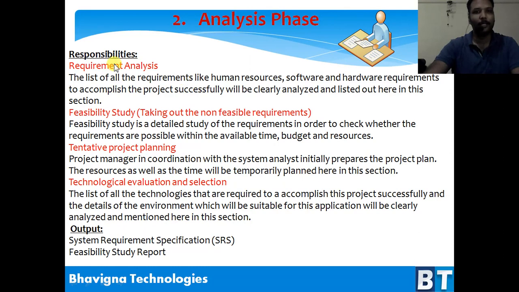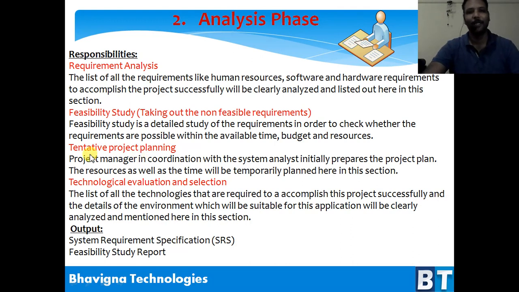Then the feasibility study, taking out the non-feasible requirements. Okay, that's what it is. Feasibility study is a detailed study on the requirements in order to check whether the requirements are possible within the available time, budget, and resources.